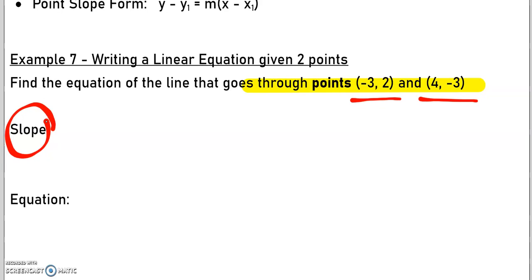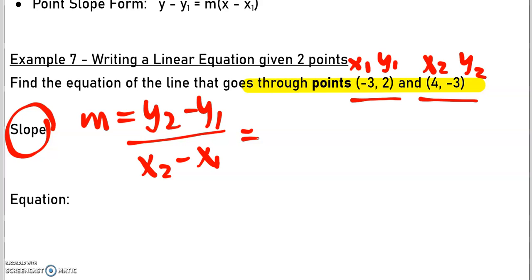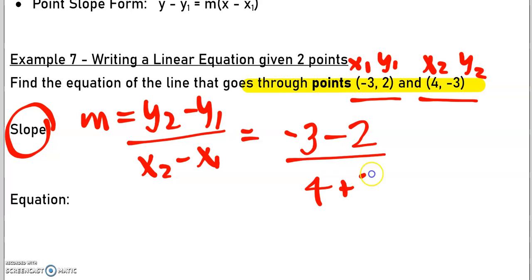So let's jot down our slope formula. m equals y2 minus y1 over x2 minus x1, right? Remember, we can label, that makes it super helpful. And then we substitute in. My y2 is negative 3, minus my y1 is 2, over my x2 is 4, minus my x1 is negative 3. That's going to become a positive. Negative 3 minus 2 gives me a negative 5 over 7. So there's my slope, okay?